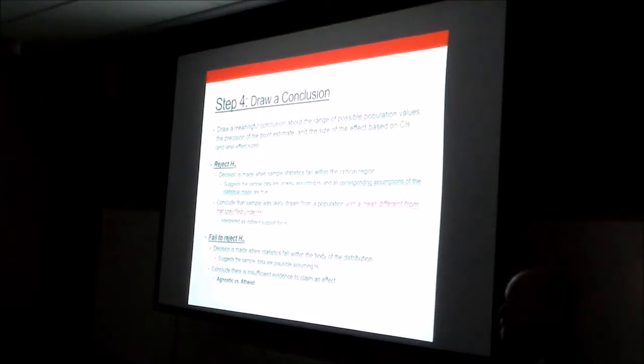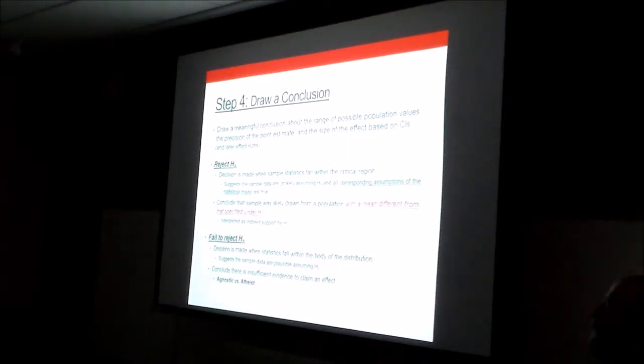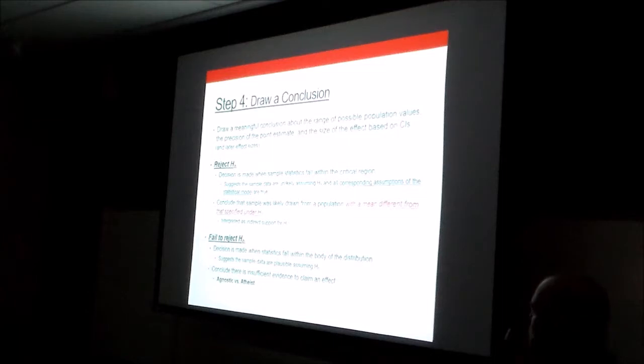Not going to be exact, but based on what we would expect due to sampling error, right? We would expect that these data are not inconsistent with what we would expect to get if our experimental sample actually did have a mean value in the population that was equal to whatever we had specified under the null. And again, we conclude that there's insufficient evidence to claim an effect.